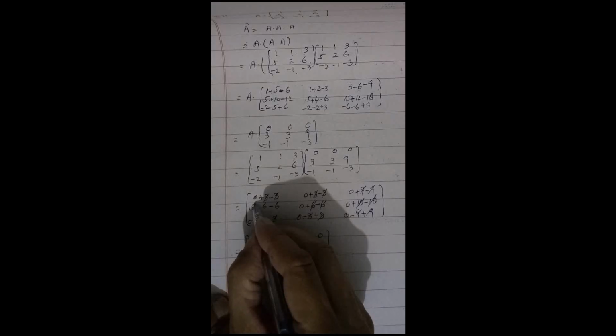Sorry, here it is 0. A's power 3 is equal to a null matrix. 0 0 0, 0 0 0, 0 0 and 0.